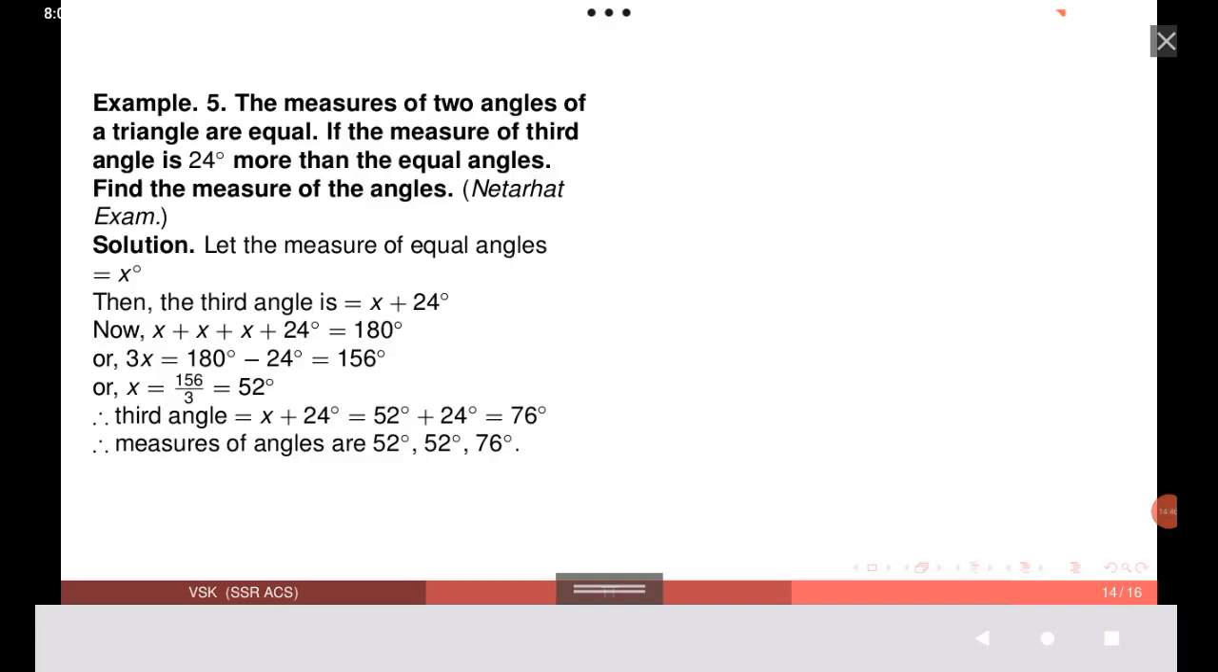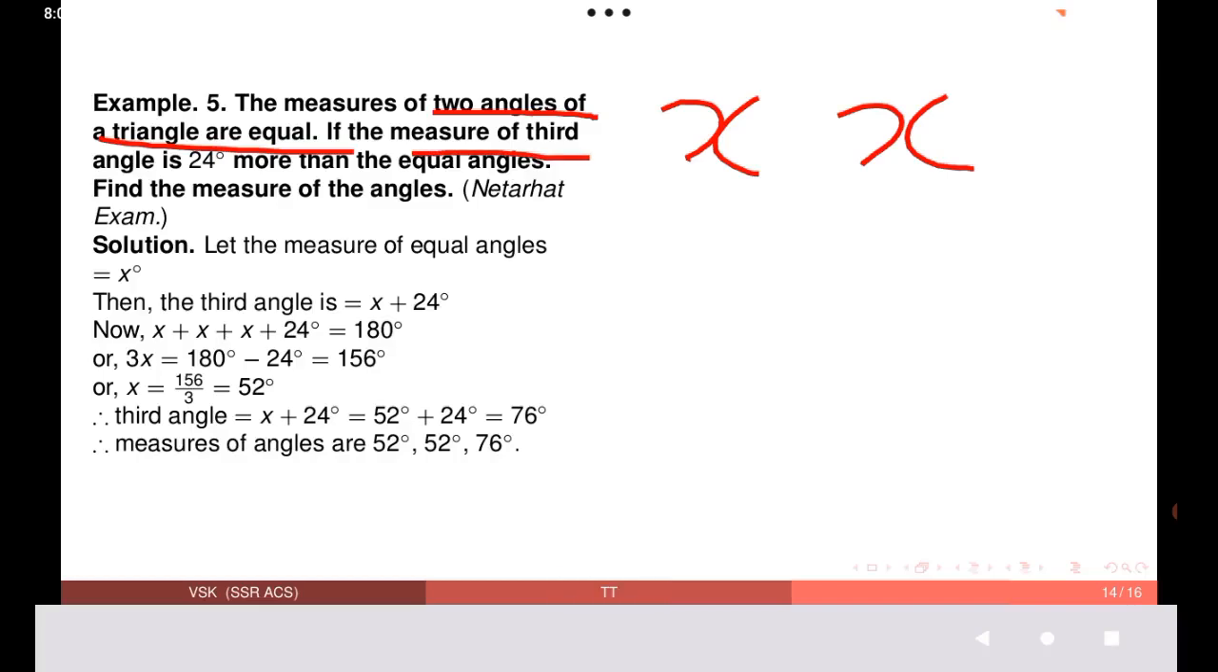Okay, let us quickly see this example. The measures of two angles of a triangle are equal. So two angles are given as x, so the second angle will also be x. These are the two angles. If the measure of the third angle is 24 more than the equal angle, what will be the third angle? The third angle is 24 more than the equal angle, so the third angle will be x plus 24.